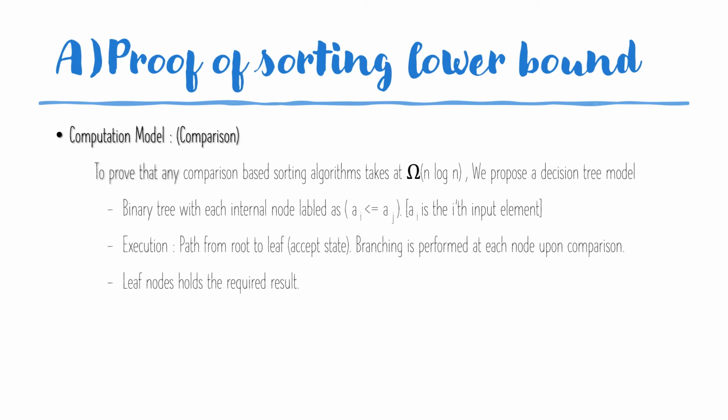For any comparison-based sorting algorithm, we take a binary tree with nodes where we compare two elements. If it's a yes, the decision tree will move on one side. If it's a no, it will go on the other side. We execute from the root node to a leaf node, and at the end of the tree we get the leaf nodes. That will be our answer. So leaf nodes hold the result for us. We need to prove that this takes at least n log n time.